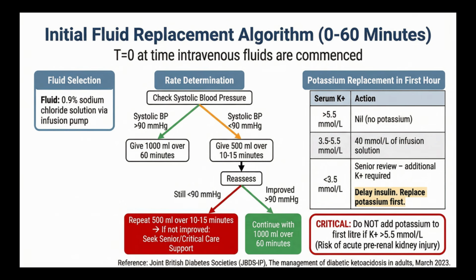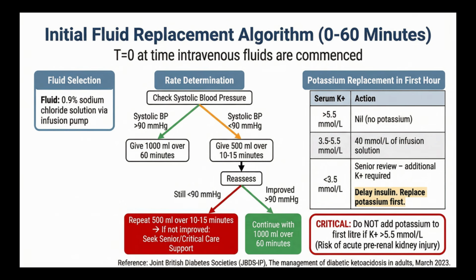Potassium replacement in the first hour. Now assess the serum potassium. If potassium is above 5.5, give no potassium. If potassium is between 3.5 and 5.5, add 40 millimoles per liter to the infusion.